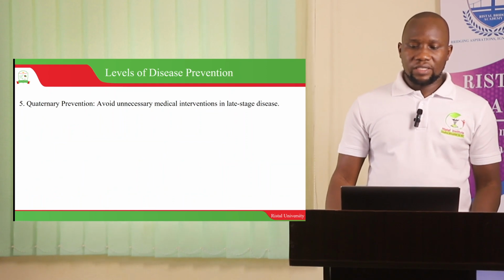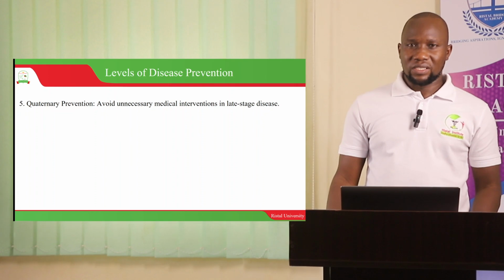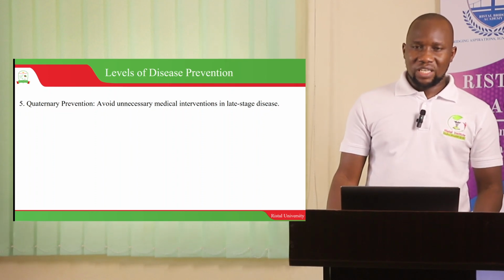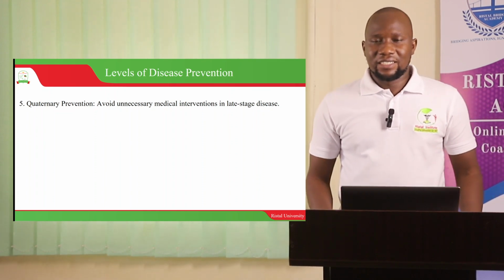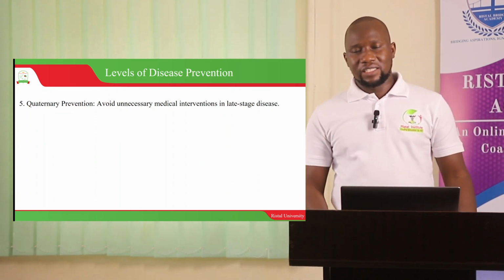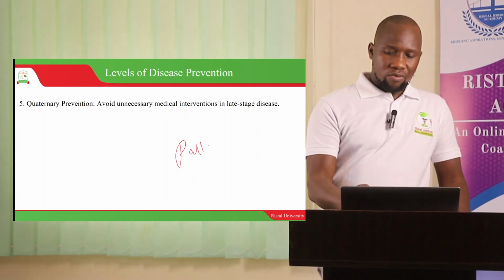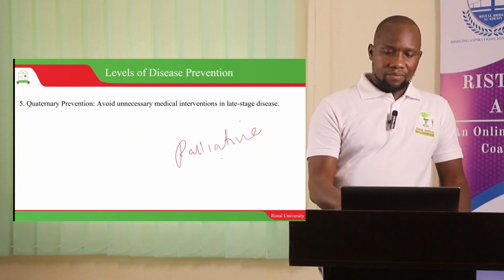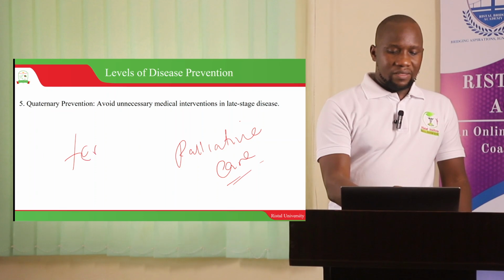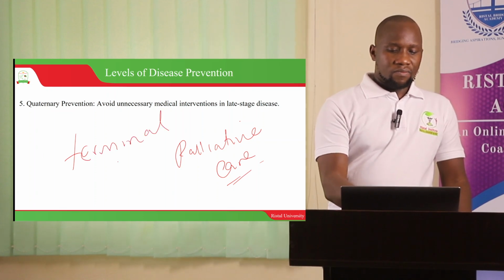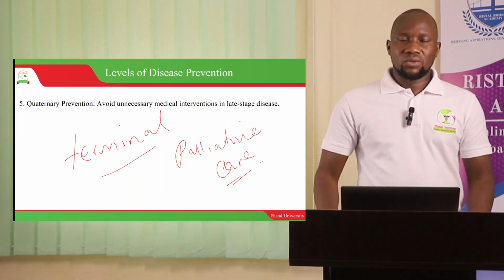And then quaternary prevention is about making sure that you don't spend resources unnecessarily, especially if you have late stage disease, terminal illnesses. This is where we now need to focus on palliative care. If you talk about a terminal illness, it means that this is consequently going to result in death.